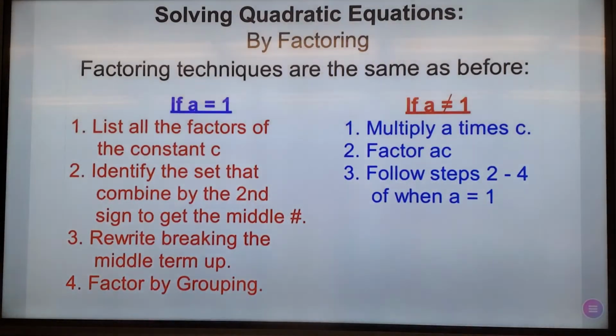Okay, if a term is equal to 1, as it was in the first problem that we did, then all I have to do is factor out that last constant. Okay, if it's not equal to 1, then you have to take the a value times the c value and then also factor. Okay.